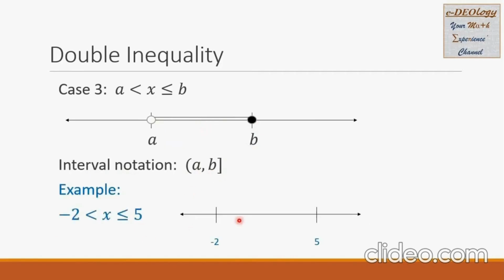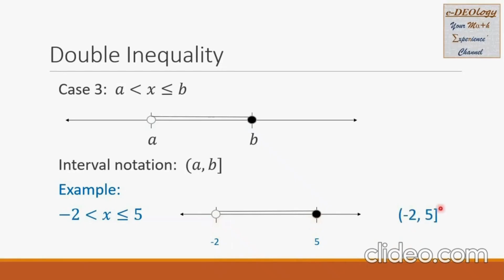Example, on the number line, the -2 is on the left side and the 5 is on the right. Then we will connect the two numbers. For the -2, we put a hole because it's not part of the solution set. For the 5, we put the solid dot because 5 is part of the solution set.